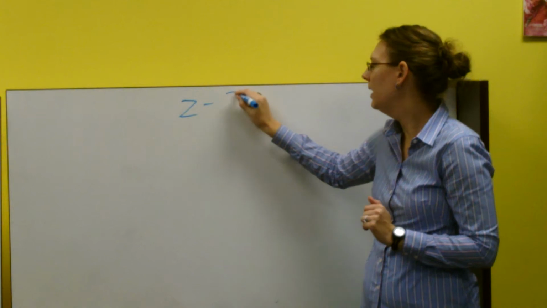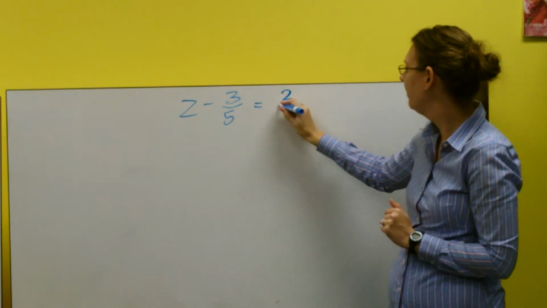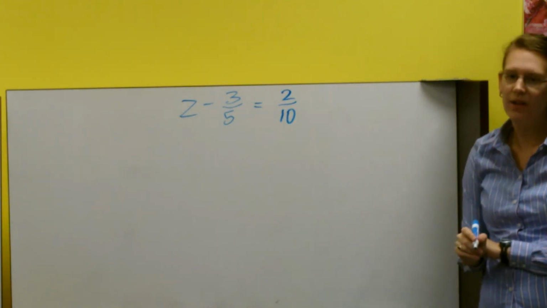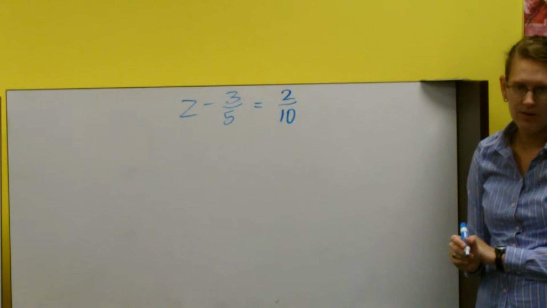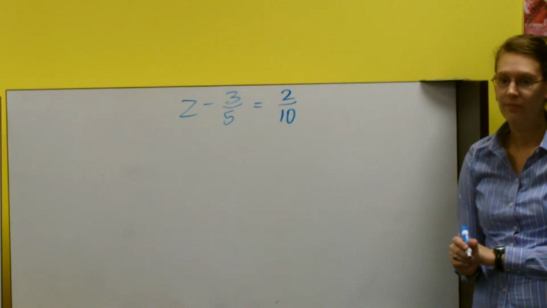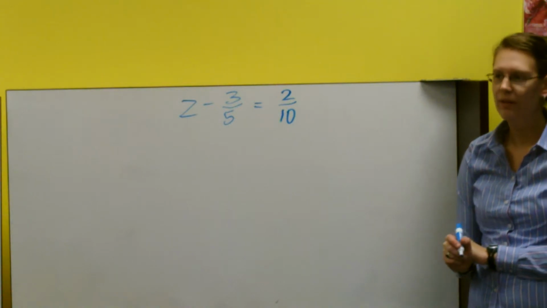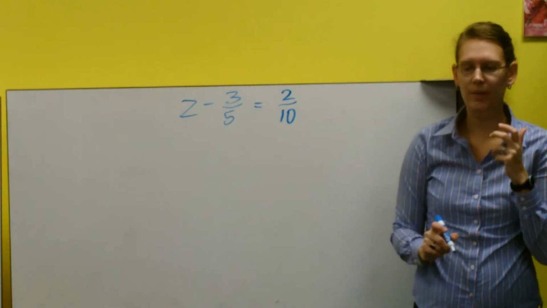So z minus 3/5 equals 2 over 10. What might I do first here? A little bit different than last time. What do you see? What could I do? Add up here, isn't it? I could add.